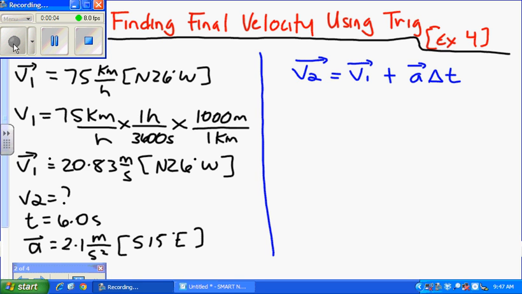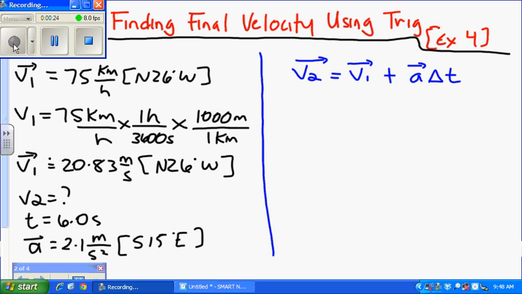Okay, well, welcome to this supplementary example on finding final velocity using trig. This is example 4 on your handout packet. What I've started with is listing all the givens. I've sort of taken out the problem, and I'm going to leave it to you to read the problem. I think the math is the hardest part, and that's really what we're focusing on here.